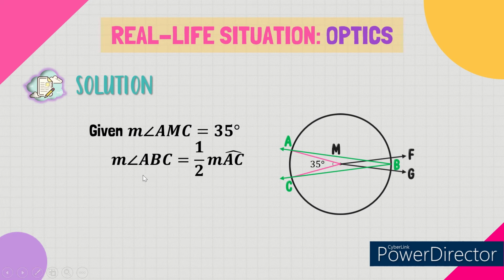So here, the measurement of angle ABC according to Theorem 115 is 1/2 of its corresponding arc, arc AC. And here, as said earlier, arc AC is equal to 35 degrees. So let's substitute it. 35 degrees multiplied by 1 is 35 degrees, divided by 2 is 17.5 degrees. Hence, the measurement of angle ABC, or this inscribed angle, is 17.5 degrees.